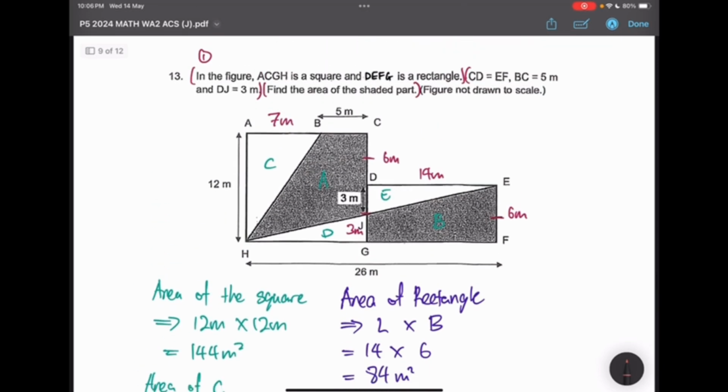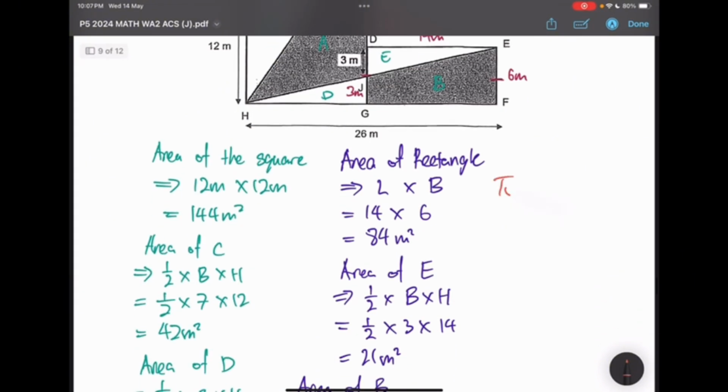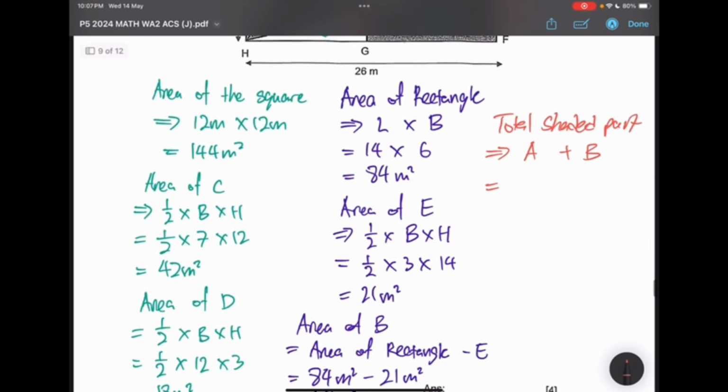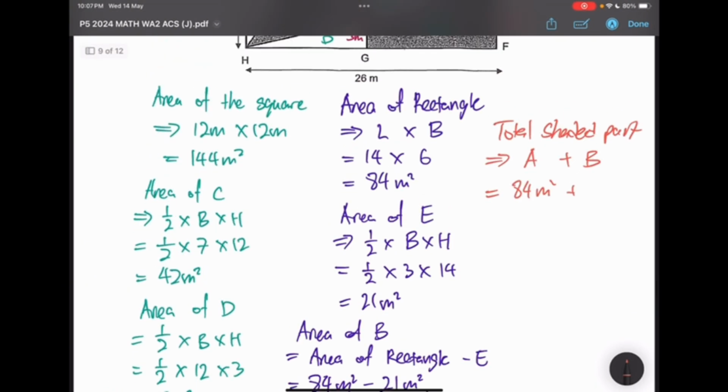Now, just a reminder, the question is asking us to find the area of the shaded part, and that consists of both part A and part B. So the total shaded part would just be A plus B. And the area of A is 84 meters square plus B, which is 63 meters square. And this would give me a total area of 147 meters square. And this is your answer for question 13.